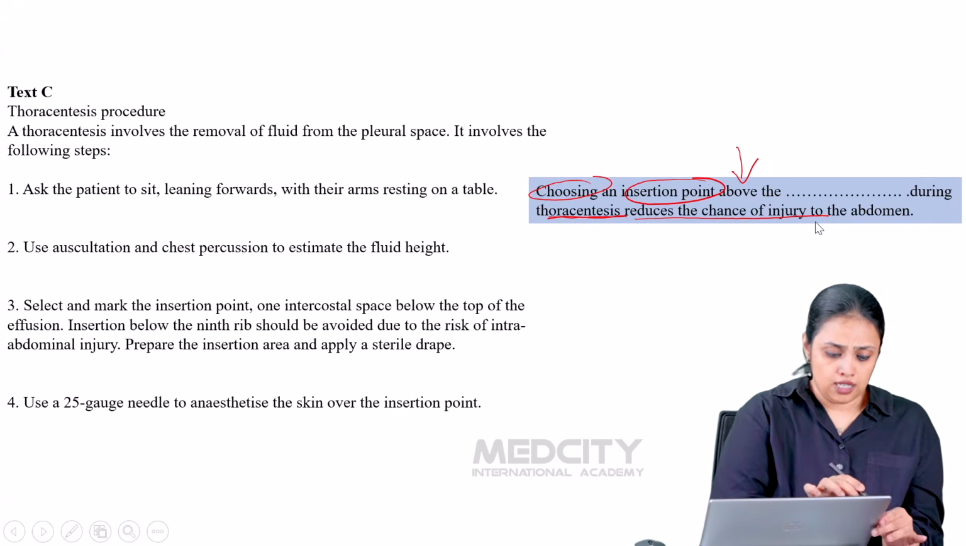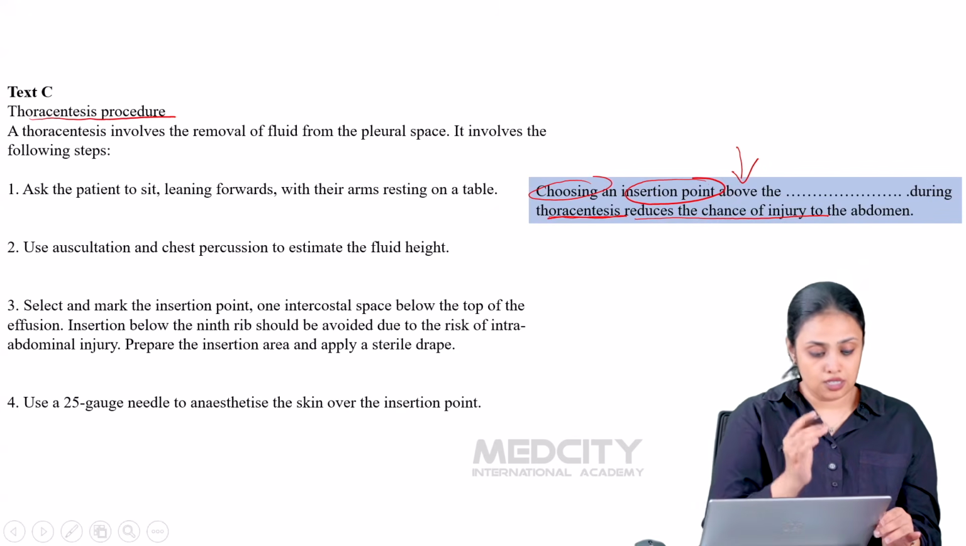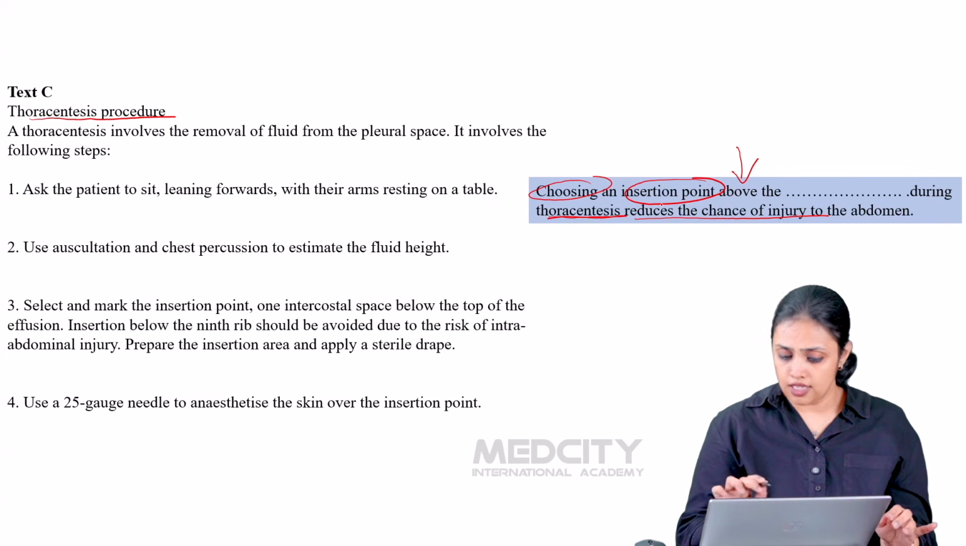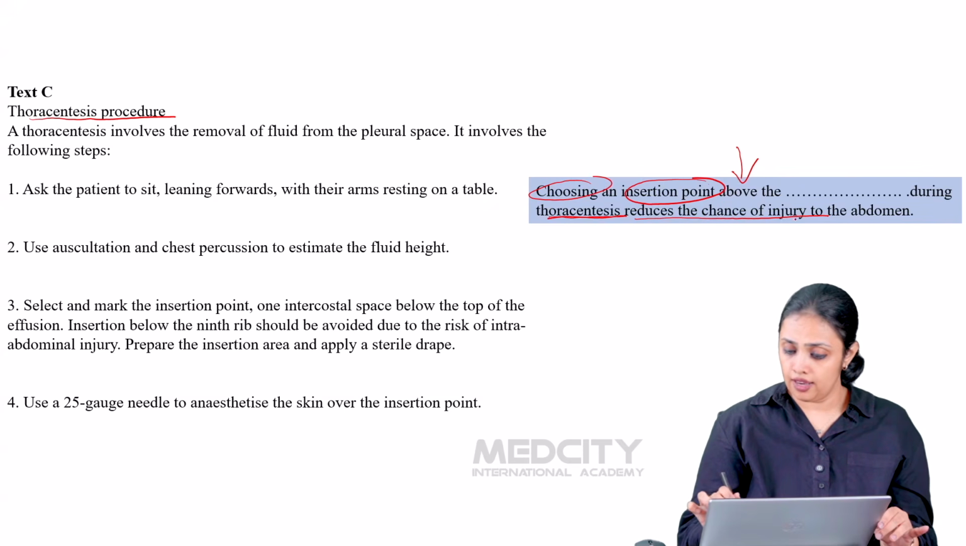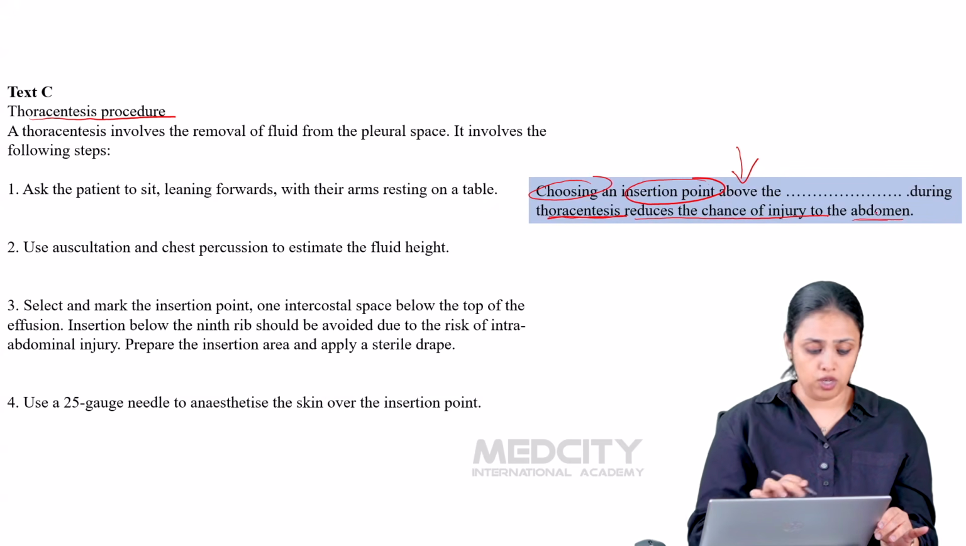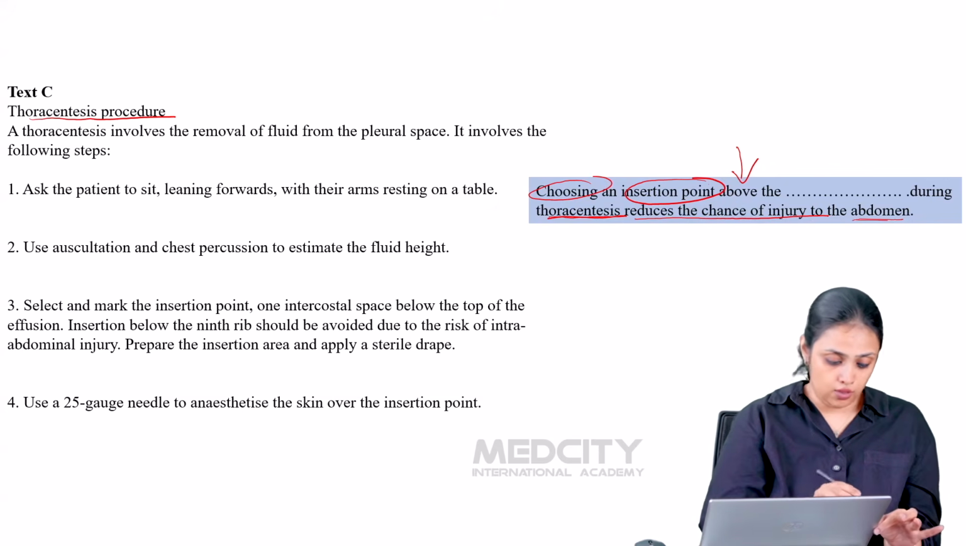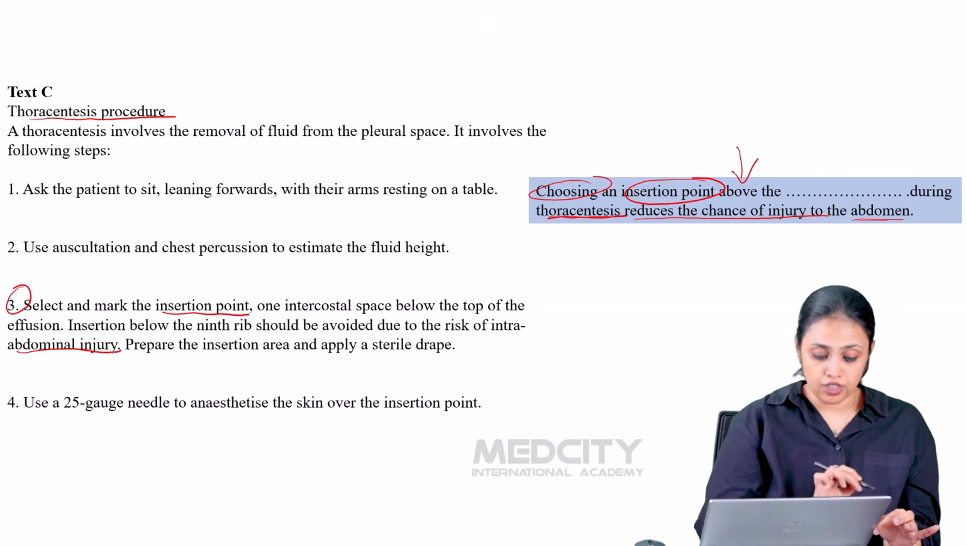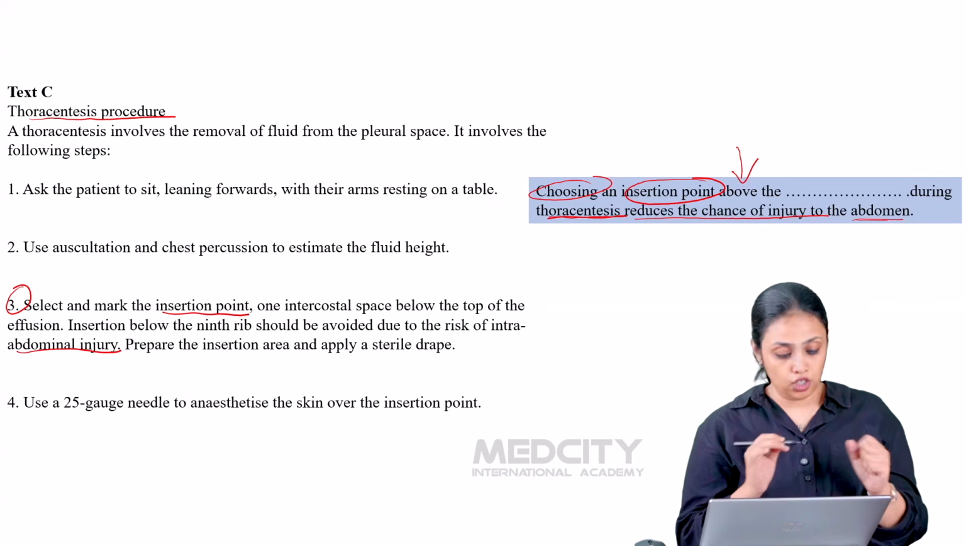Now the text thoracentesis procedure is given here. Our keyword is insertion point, then abdominal injury to the abdomen. With that, I think we can come to this third option. Insertion point is here, then you can see abdominal injury here. So it is the third point that they are talking about.